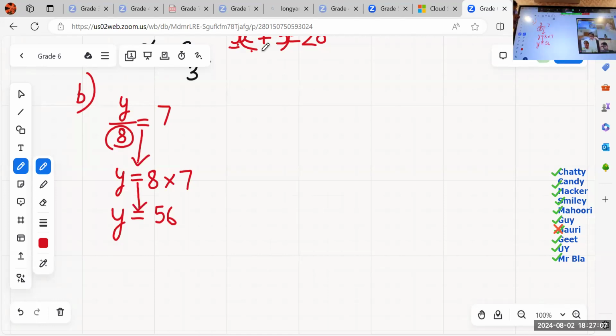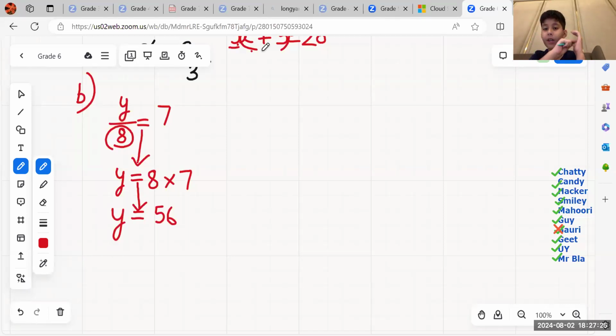What did you say, Gorish? Repeat. I wanted to ask you, we usually send the number, like 15 by 3, we don't do it and then send it. So why are you sending y is equal to 56? Why not y is equal to 8 times 7? Why can't we send 8 times 7?